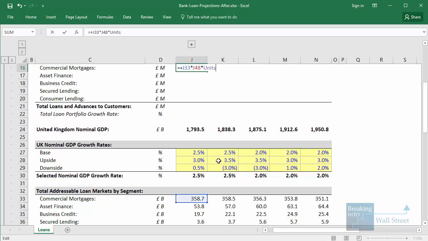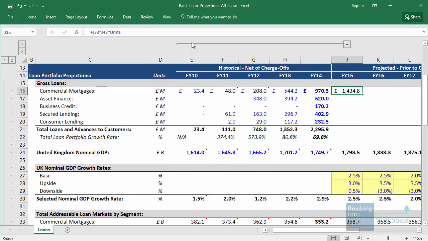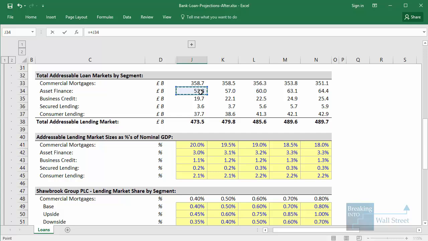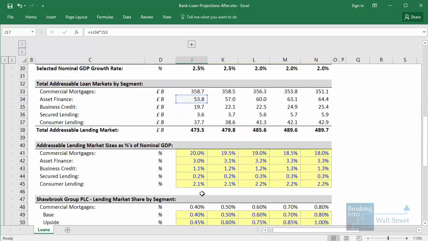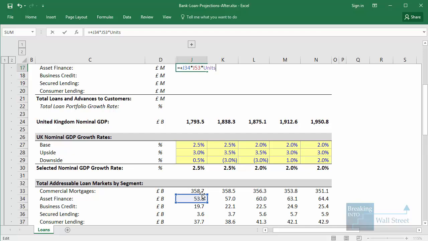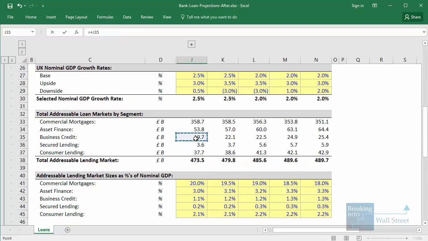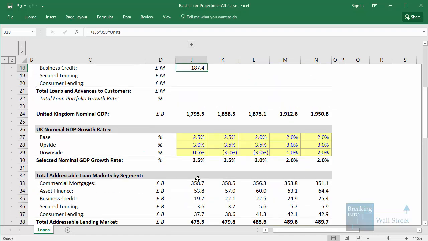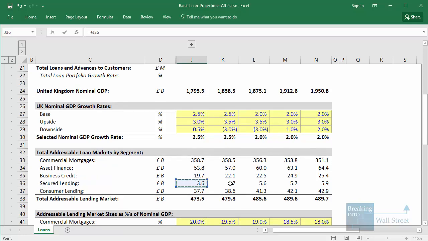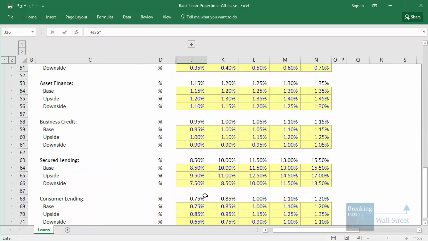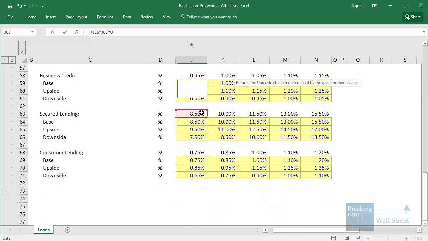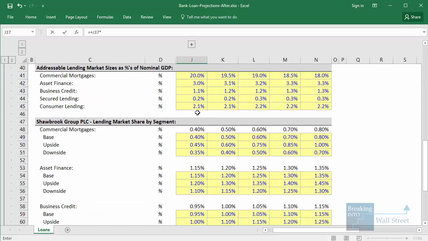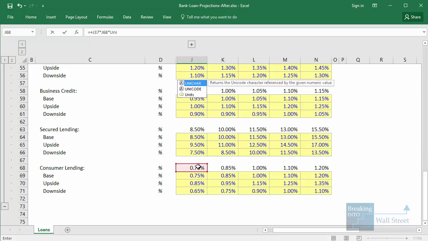We also have to multiply by units to convert this to the proper figure. We can see that right there. And then we can do the same thing going down. So we can do the same thing for asset finance, multiply by that percentage and multiply by units. And then for business credit, we can take this number and multiply by the business credit percentage and then multiply by units. And then for secured lending, let's take our number and multiply by the percentage and then multiply by units. And then for consumer lending, let's take the number here, multiply by the percentage, and then multiply by units once again.